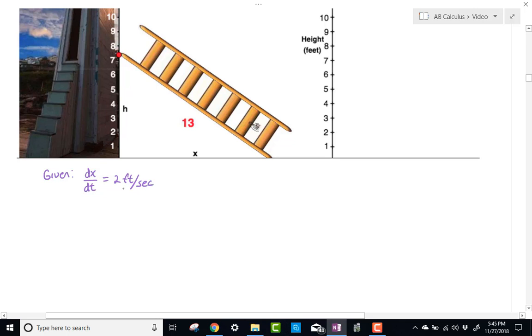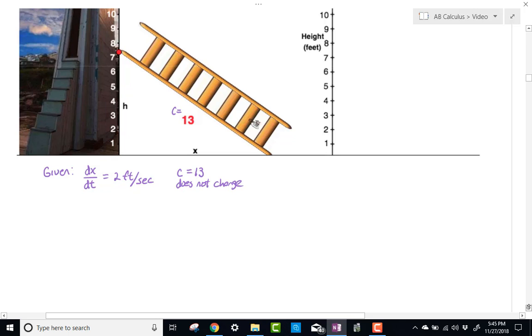We were also told that the ladder is 13 feet. So I'm going to call that, since we're looking at a triangle here, I'm going to call that C. So we'll say C equals 13 feet. And we could actually label it up here, C equals 13. So that's a consistent value. This does not change. All right? That's important to understand.